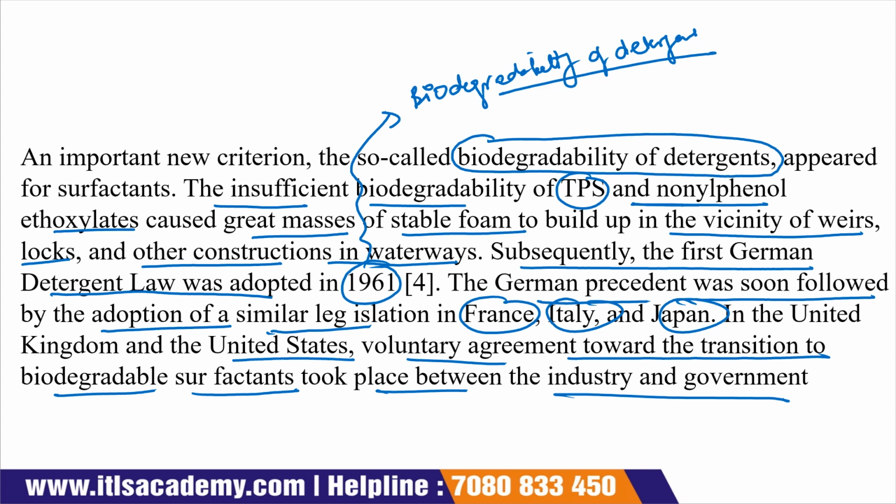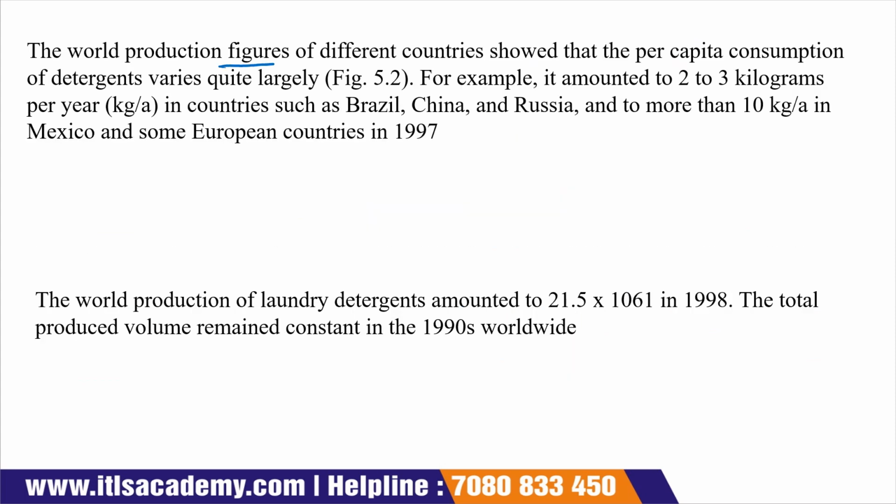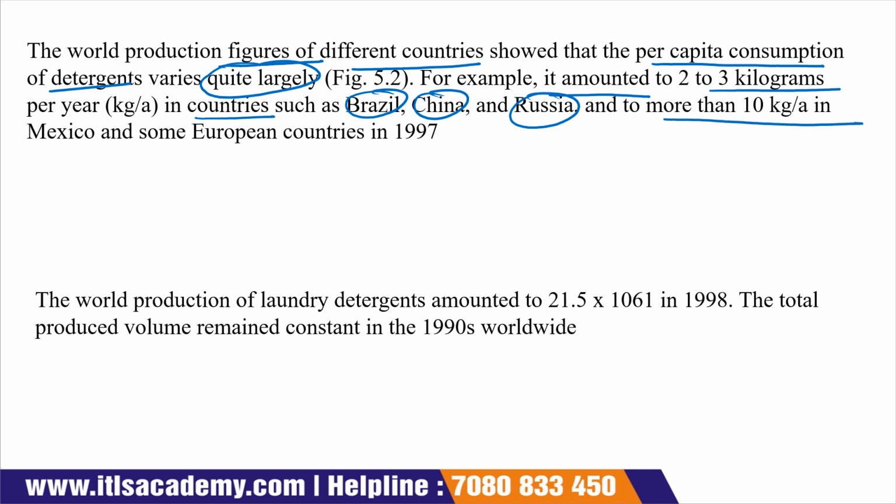Now the next is the world production figures of different countries, which show that the per capita consumption of detergent varies quite largely. For example, it amounted to 2 to 3 kilograms per year in countries such as Brazil, China, and Russia, and more than 10 kilograms in Mexico and some European countries.